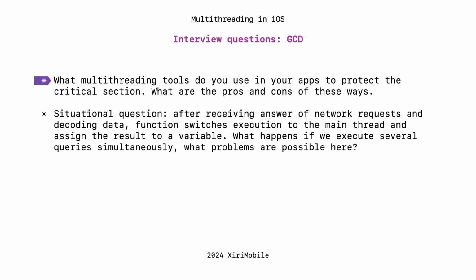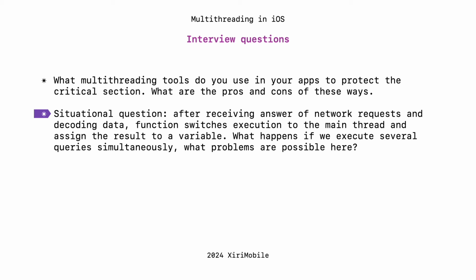And now I will tell you about a question that I asked during interviews. What multithreading tools do you use in your applications to protect the critical section? What are the pros and cons of these ways? To answer this question, we need to remember what methods there are. One way, to restrict access through a serial queue, has already been discussed today. You may tell about it.